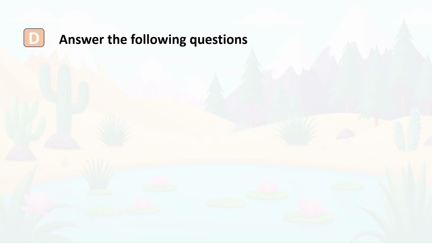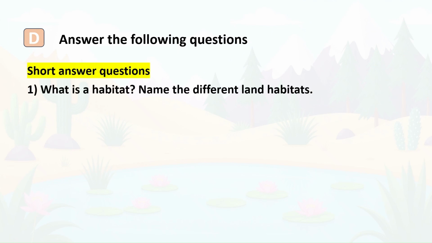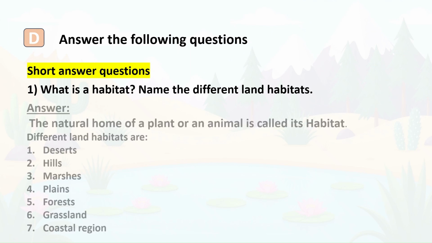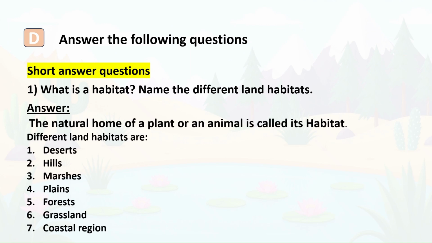Answer the following questions. Short answer questions. 1. What is a habitat? Name the different land habitats. Answer. The natural home of a plant or an animal is called its habitat. Different land habitats are 1. Deserts. 2. Hills. 3. Marshes. 4. Plains. 5. Forests. 6. Grassland. 7. Coastal region.